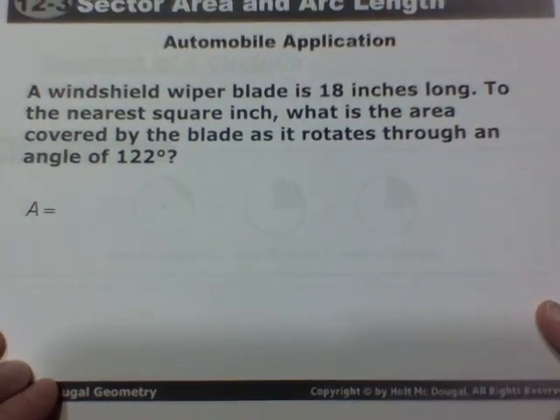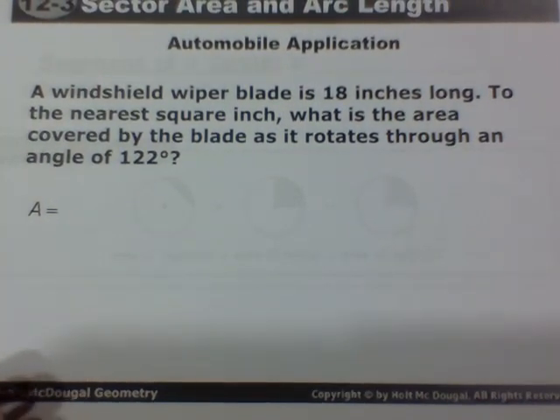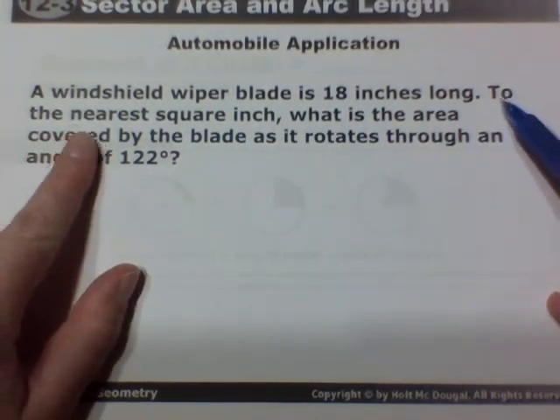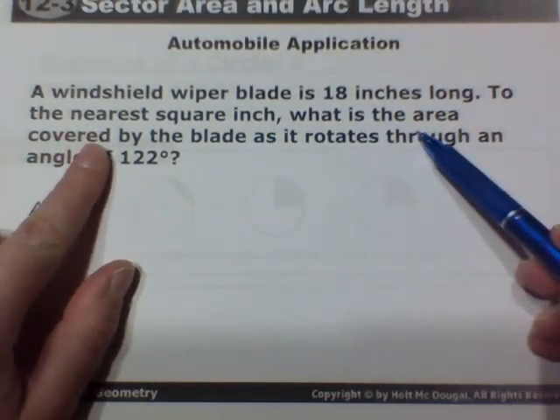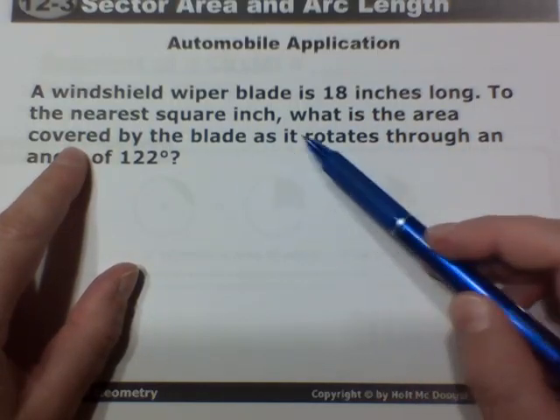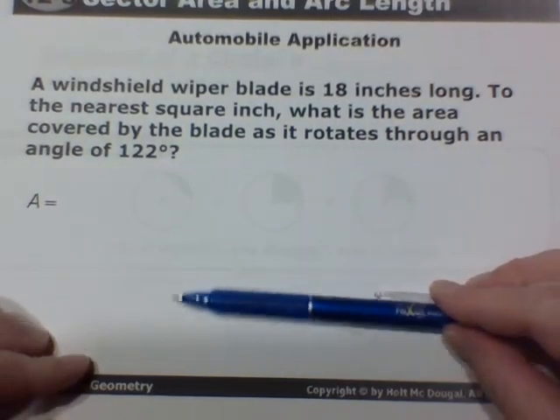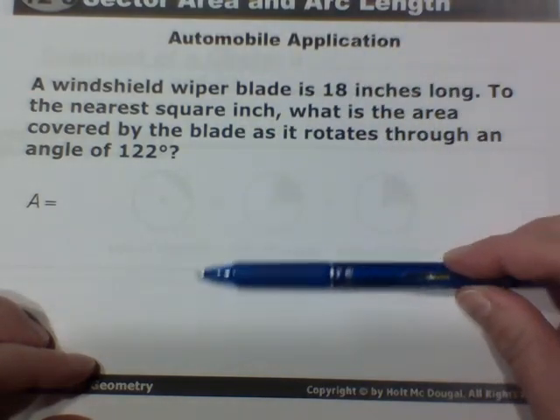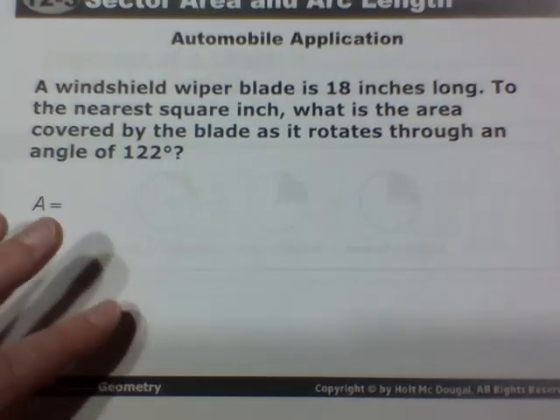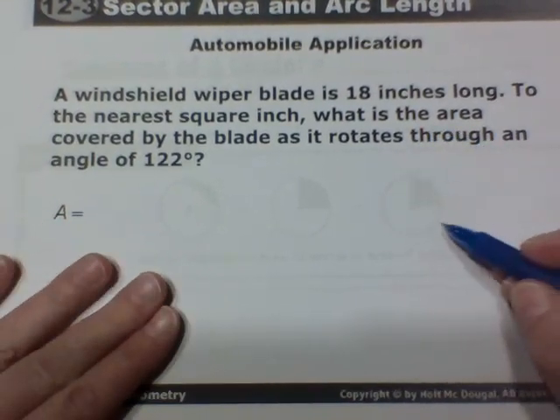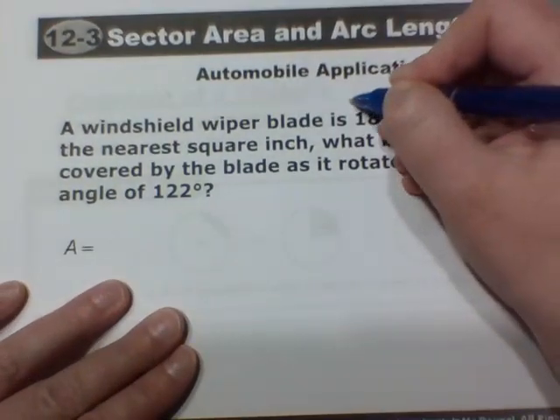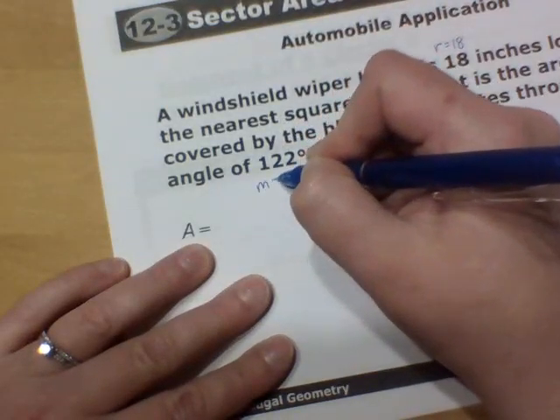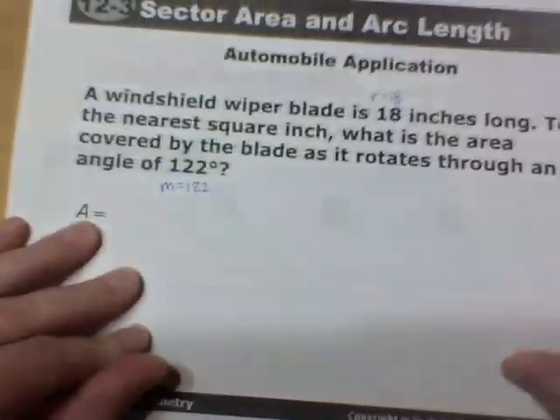All right, next one here is talking about a windshield wiper blade. And a windshield wiper blade is apparently 18 inches long. To the nearest square inch, thank you. What is the area covered by the blade as it rotates through an angle of 122 degrees? Wow, that's quite a degree. Okay, so officially, without an image, they're saying that the radius is 18 and the central angle measure is 122.